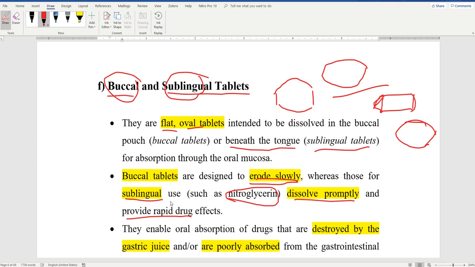In this case you want the absorption to be fast. In case of buccal tablets, you want to use a drug that you want its absorption to last for a longer time. For example, in case of pain, if someone has pain, and you know most pain conditions are not like just for a few seconds or a few minutes, it's usually continuous. So in this case you want the drug to be absorbed over a longer period of time. That's why when you use buccal tablets.